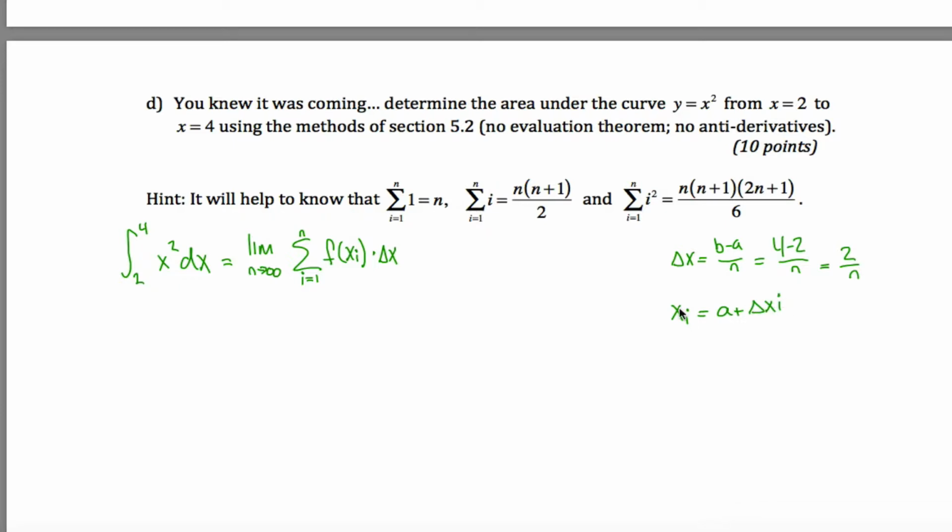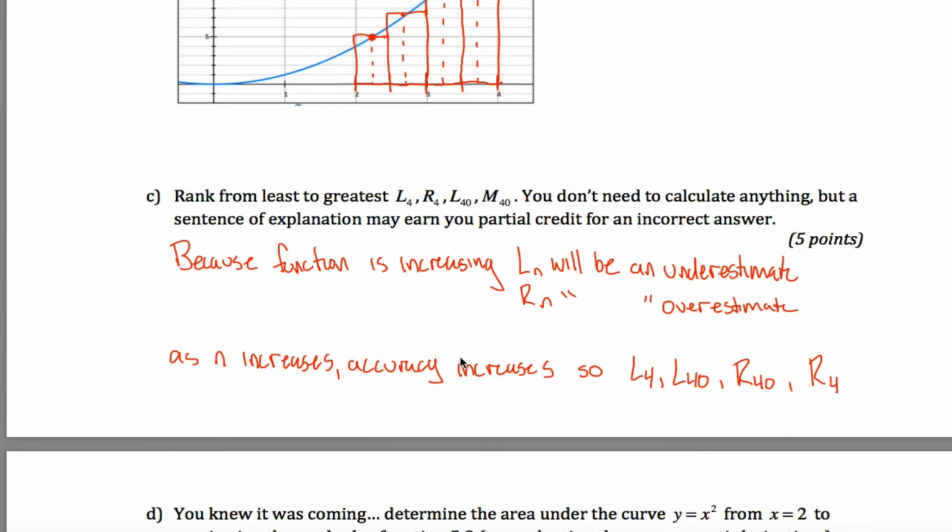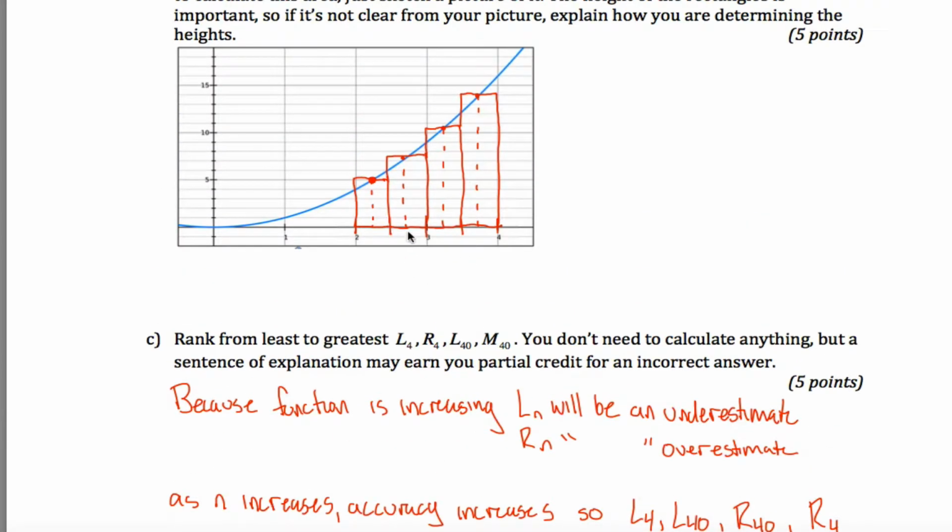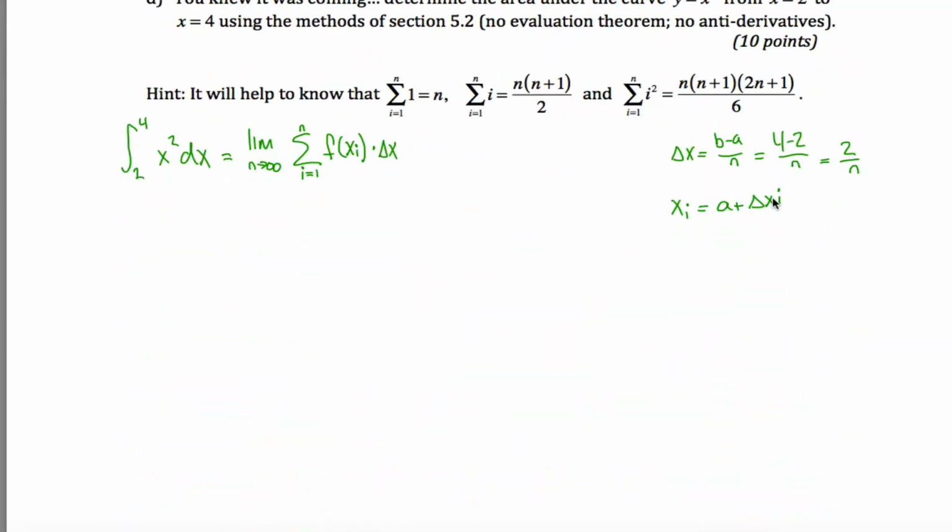The way to think about it is xi is telling you which point down here we're talking about. Well, we're starting at 2, and then x1, I'll just be adding 1 delta x. x2, I'll be adding 2 delta x's. x3, I'll be adding 3 delta x's. So I get i of these delta x's each time i increases. So I know that a is equal to 2, and I know that delta x is 2 over n.